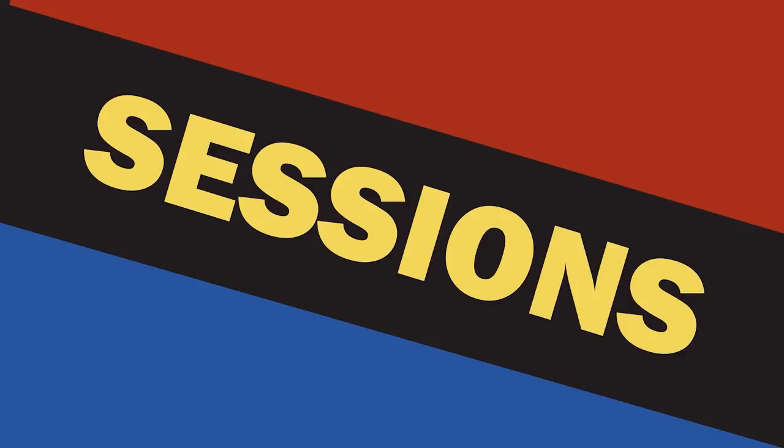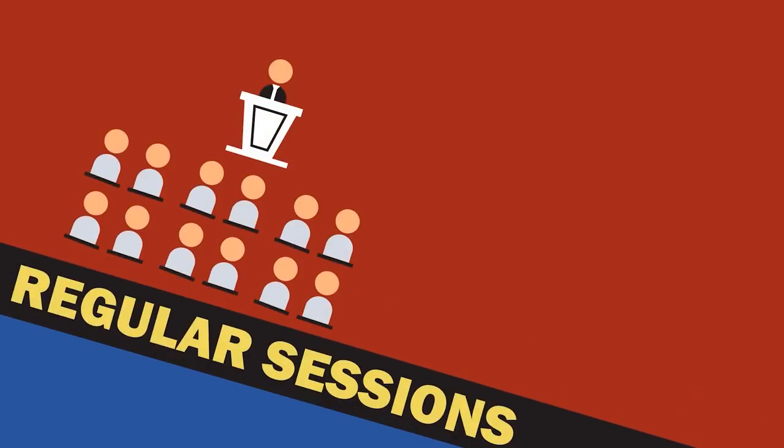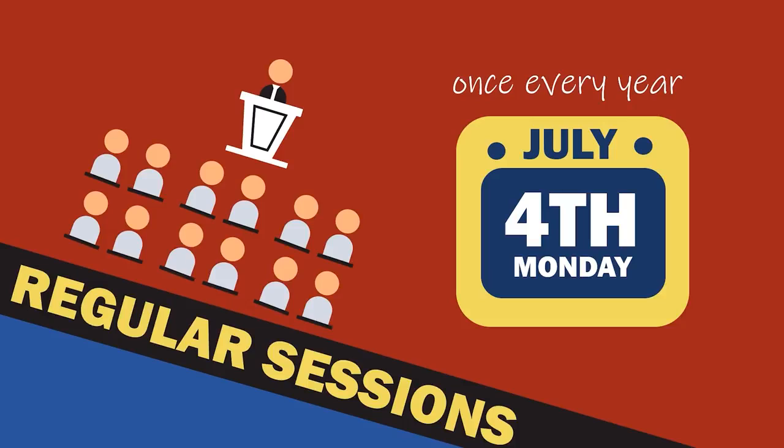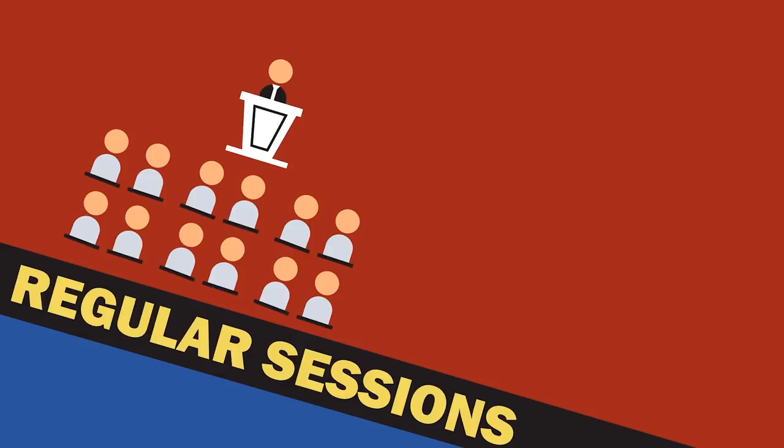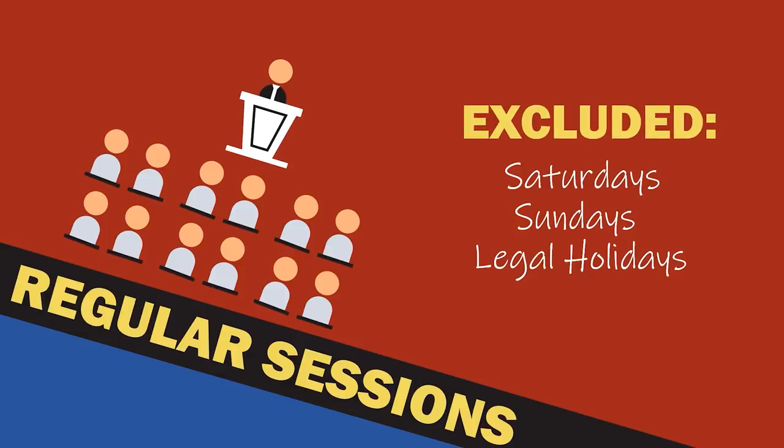There are different kinds of sessions. First is what we call the regular session. The Congress shall convene once every year on the fourth Monday of July for its regular session. Unless a different date is fixed by law, they shall continue to be in session for such number of days as it may determine until 30 days before the opening of its next regular session, excluded of Saturdays, Sundays, and legal holidays.